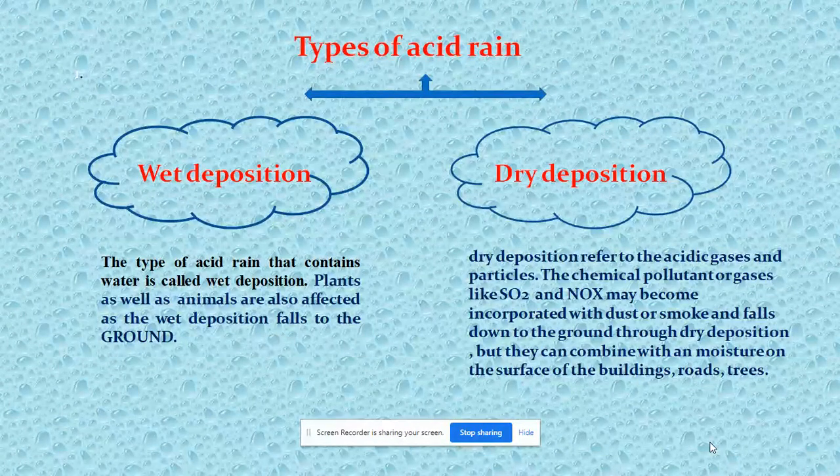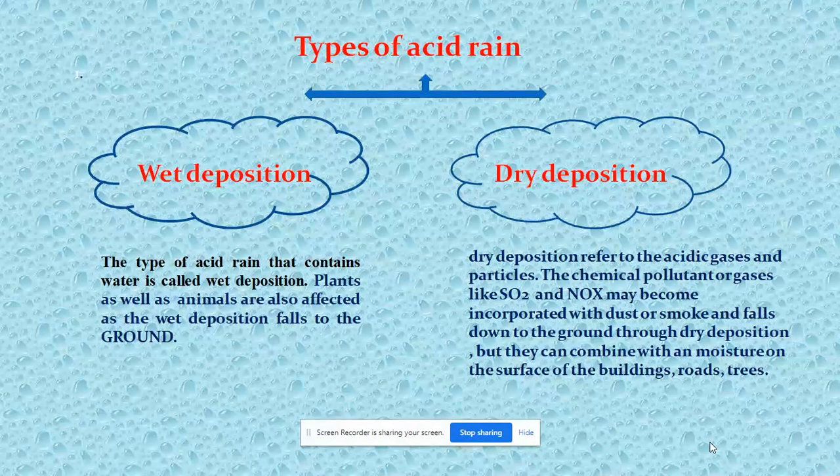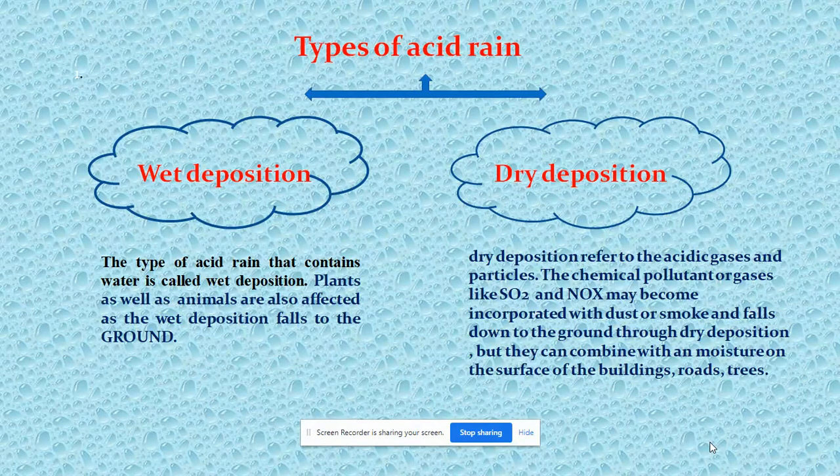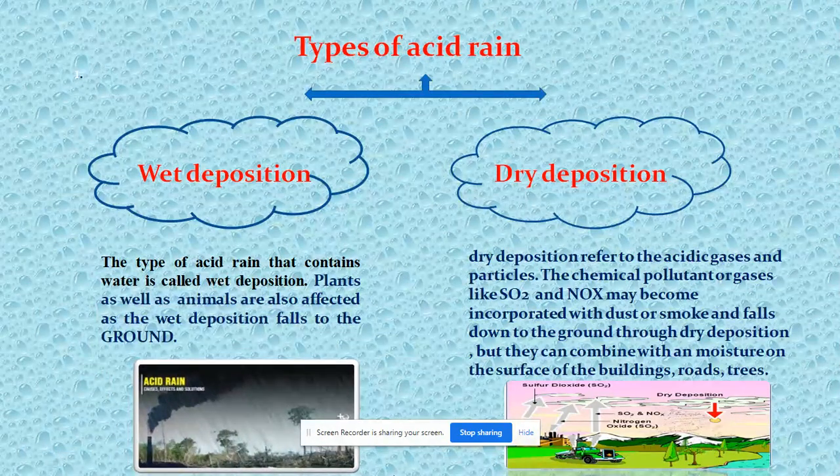When we talk about wet deposition, the type of acid rain that contains water is called wet deposition. Plants as well as animals are affected as the wet deposition falls to the ground. Dry deposition refers to acidic gases and particles. Chemical pollutants or gases like SO2 or NOx, nitrogen oxides, may become incorporated with dust or smoke and fall to the ground through dry deposition, but they can combine with the moisture on the surface of buildings, roads, and trees. This is how wet deposition and dry deposition occur.